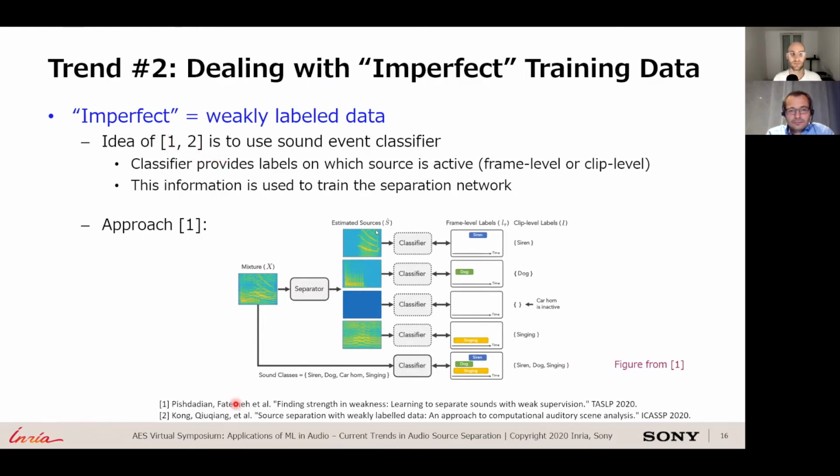There's another interesting work from Mitsubishi Electric where they show how to train a separator when we have only frame level labels, or maybe only clip level labels available.